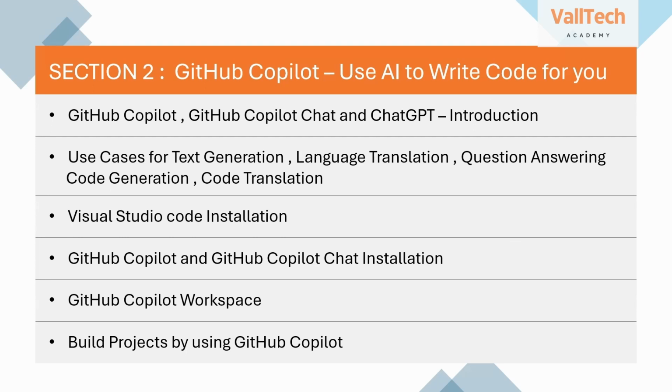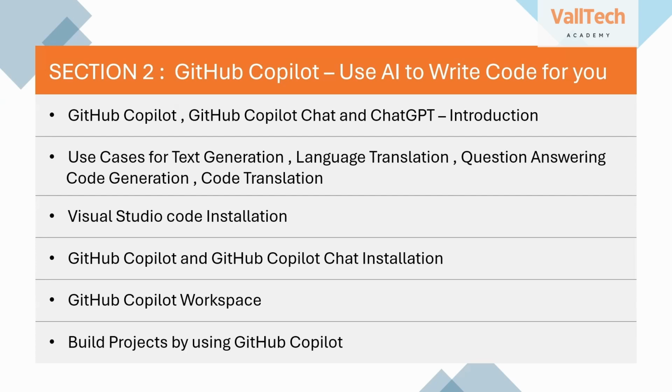Before we start on the installation process of Visual Studio Code, GitHub Copilot and GitHub Copilot Chat, we will try to understand the concept: what is GitHub Copilot, what is GitHub Copilot Chat, and how this works with the GPT model. We'll see some use cases on ChatGPT for natural language processing tasks like text generation, language translation, question answering, code generation, and code translation. All these things we will cover in this lecture.